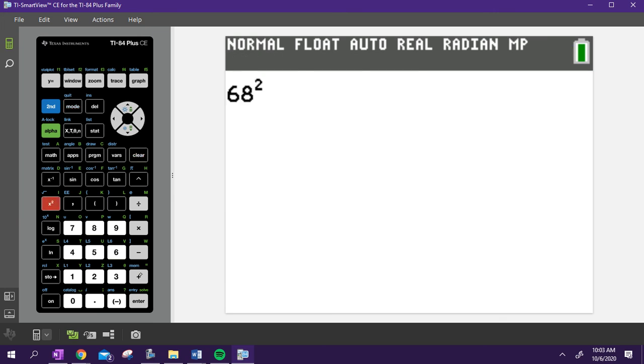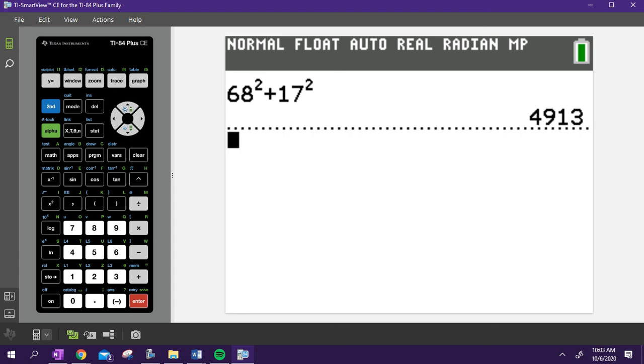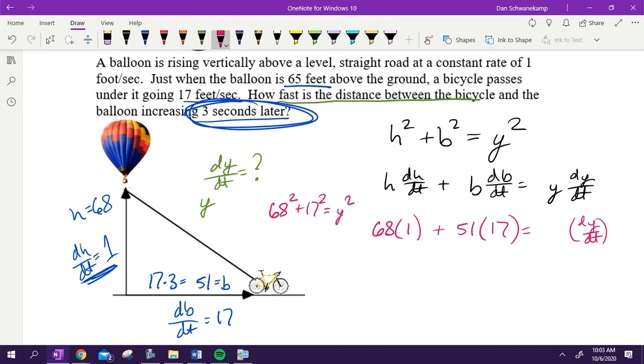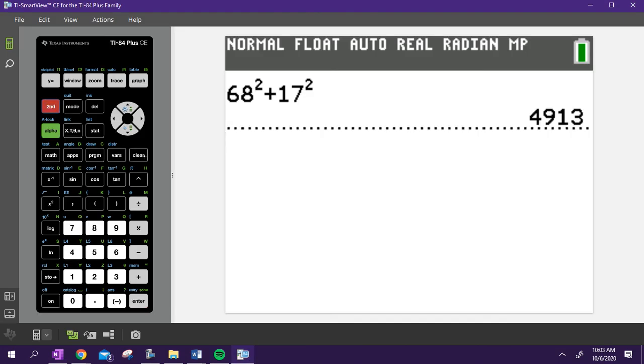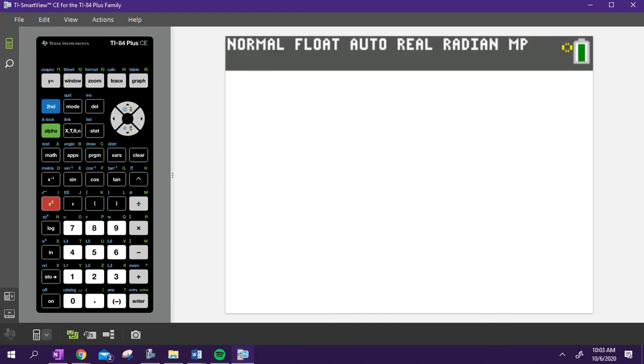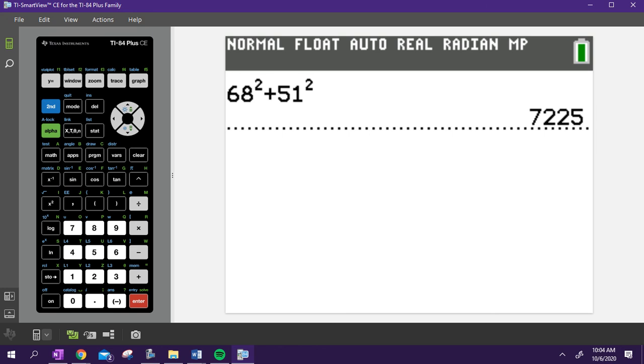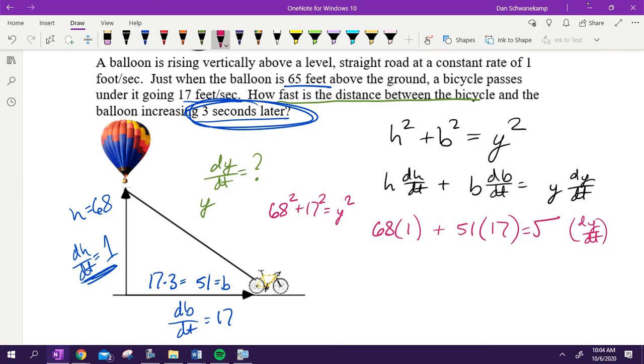68 squared plus 17 squared. Question? Oh, it's 51. Don't ignore what I just said. 68 squared plus 51 squared, because those are the two distances. My fault. 68 squared plus 51 squared, 7,225. That's not what y is. What do I need to do with that? Square root it. So I'm going to take the square root of 7225.